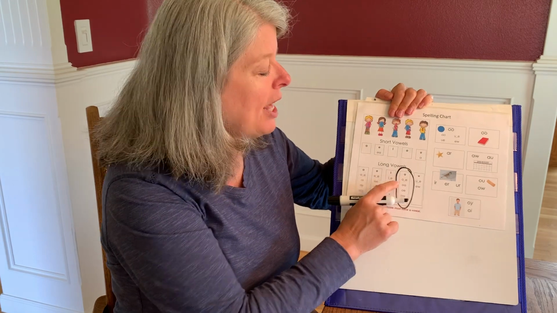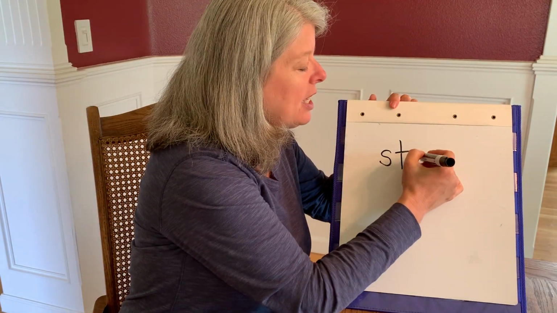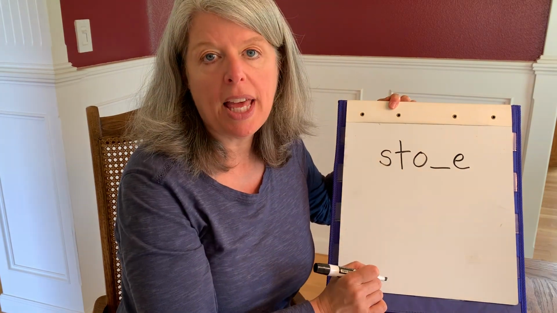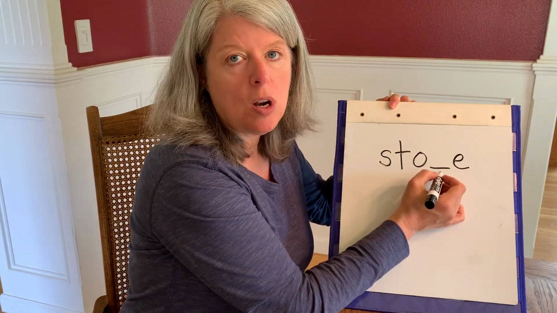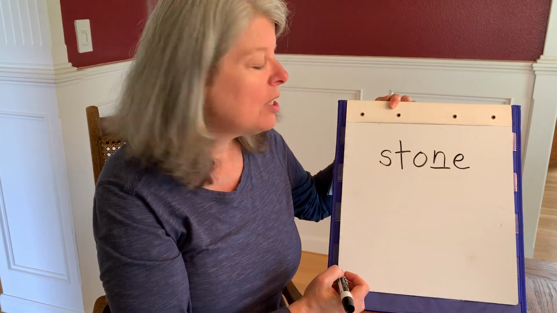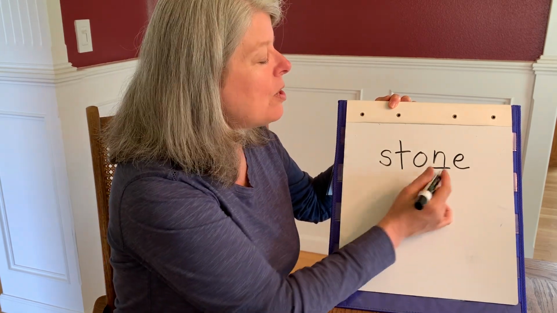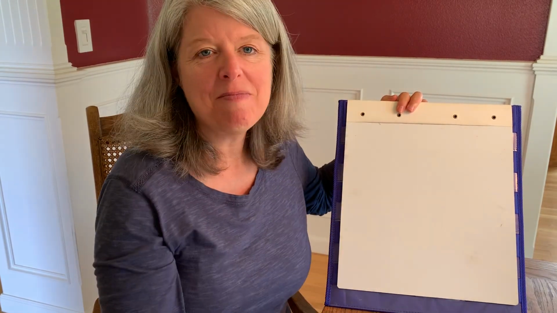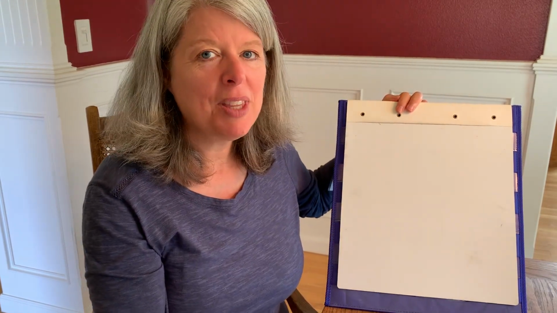Let's try O blank E. That's silent E. O blank E. What letter would go in the blank? Stone. There's an N. Does that look right to you? Stone. Yes, that one's correct. Okay, one more word to spell together.